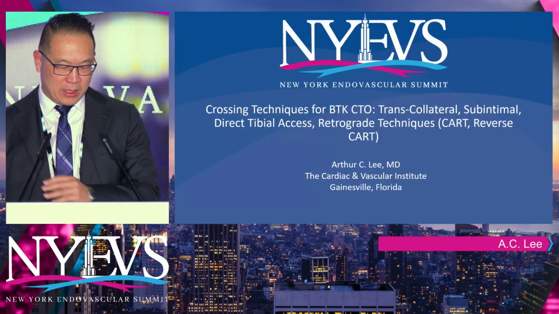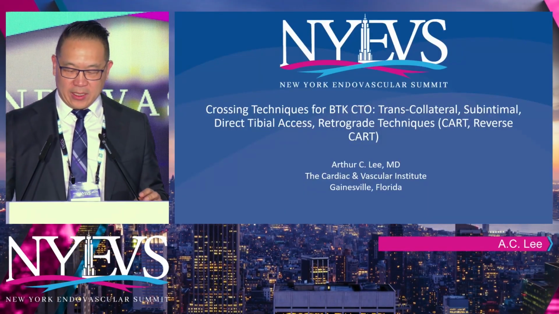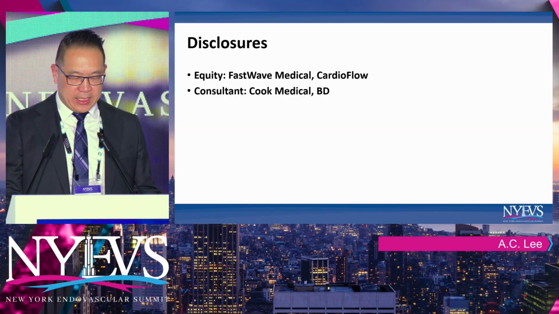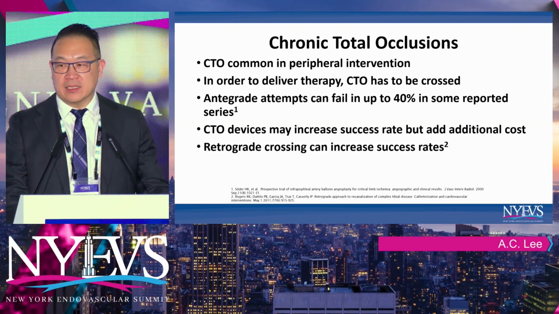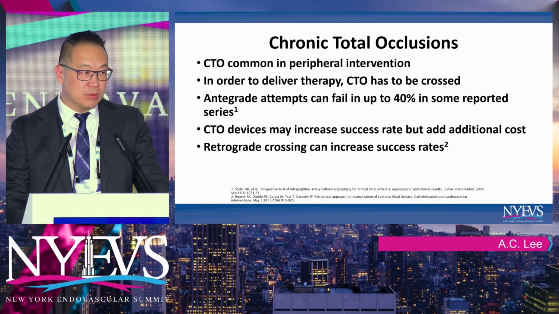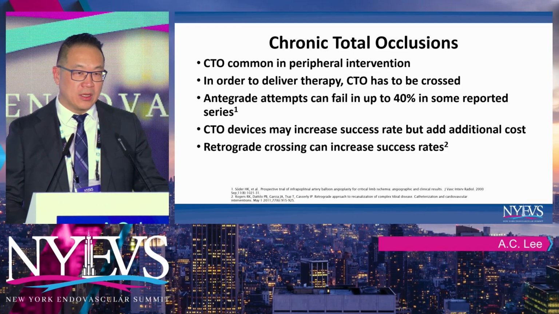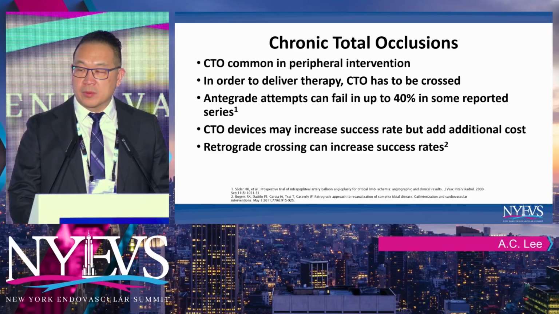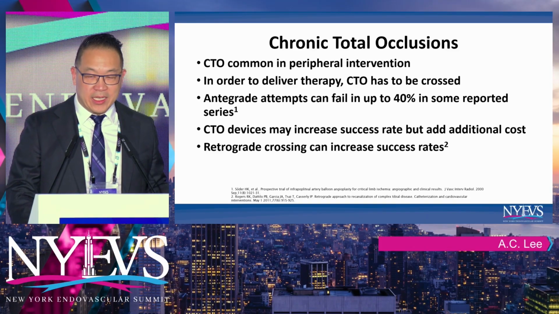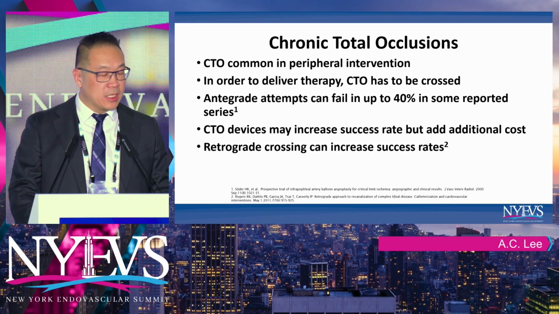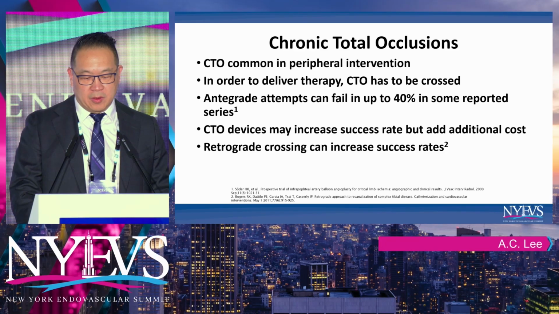All right, so we're going to talk about some crossing techniques. I think what I'm going to stress here is getting good at access is really, really important if you want to get serious about CLTI. Chronic total occlusions are just really common. Unlike the coronary space, where it's more like 15 to 20%, in the peripheral space it's much higher. And so to be a good operator in the space, you have to learn to get across.